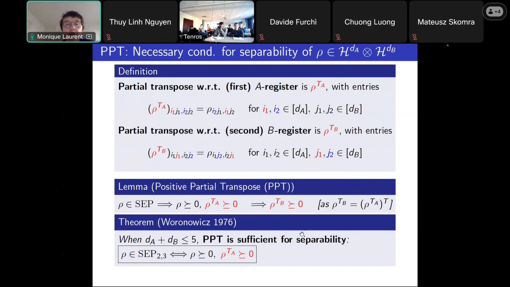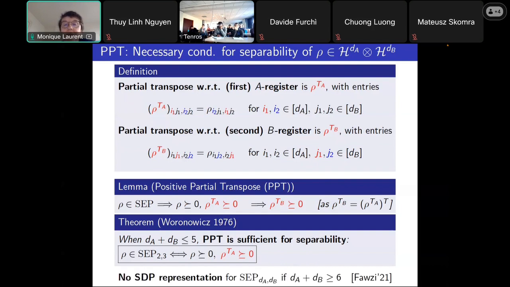And in fact, it was shown that it is sufficient in the case when the two spaces have dimensions with dA plus dB at most 5. So if you have a rho, it lies in the separable set for the dimensions 2, 3 if and only if it is positive semidefinite and the partial transpose is positive semidefinite. So the set SEP has a nice semidefinite representation given by these two rather easy conditions, in the case when the sum of the dimensions is at most 5.